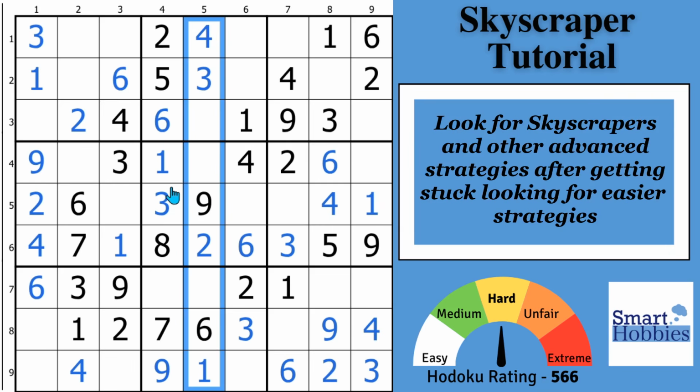Skyscrapers are an advanced strategy, so you only want to look for one after you've exhausted easier strategies, which is the point where we are in this puzzle.